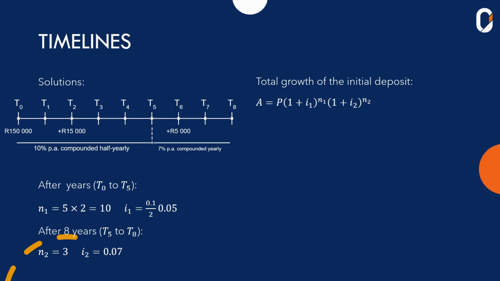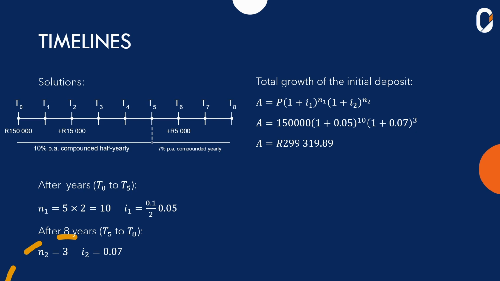And now, substituting in my values, I will have P is the 150,000, that is our initial amount, times 1 plus the first interest rate, which is from T0 up until T5, which is 5%, which is 0.05, all to the power 10, which is 5 multiplied by 2, multiplied by the second interest rate, 1 plus 0.07, all to the power 3. And that will give us an accumulated amount of 299,319 rands, 89 cents. And now we are done with the 150,000 deposit.